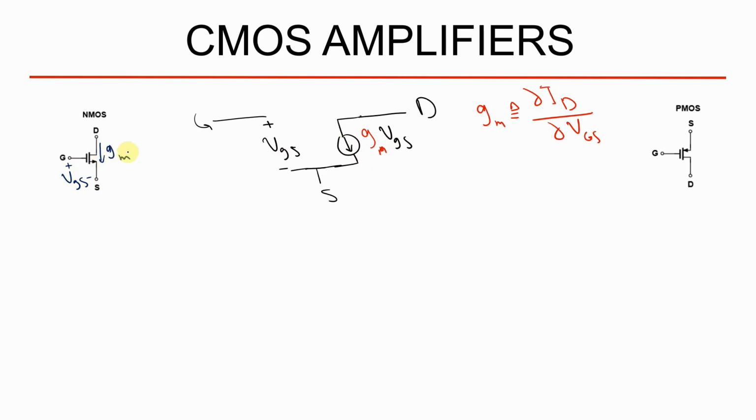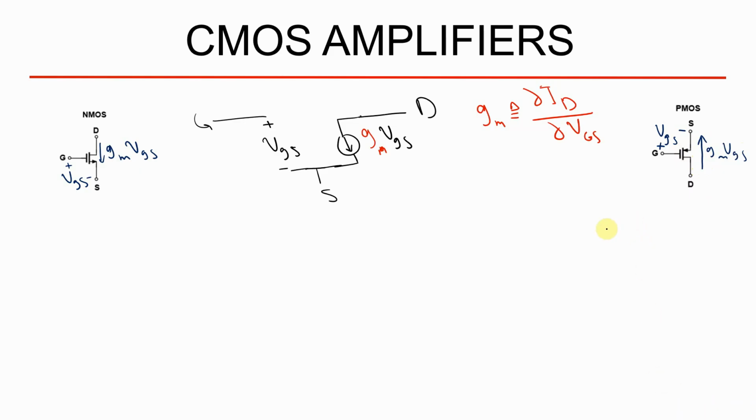This drain current is gm VGS. And again, for PMOS, I have to choose the plus sign on the gate and the negative sign on the source. This is VGS for PMOS, and again the direction of the current is from drain to the source. This is gm VGS for the PMOS transistor.